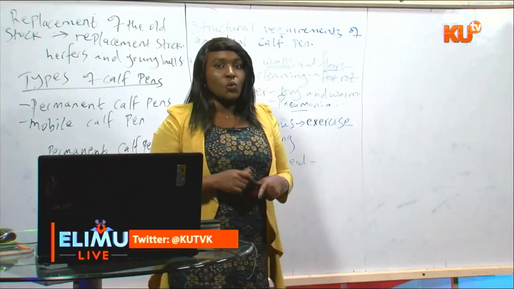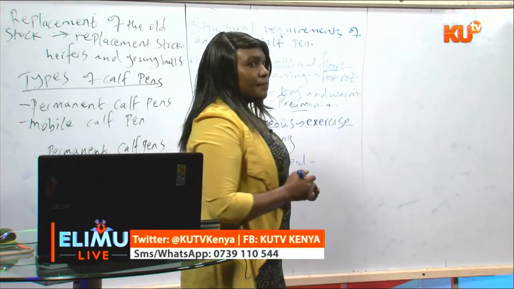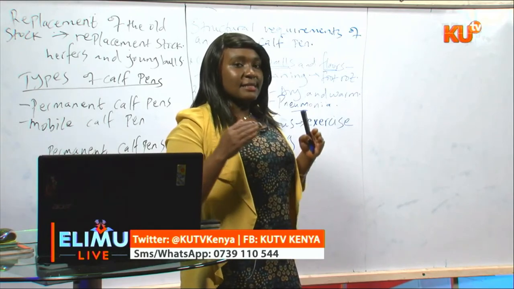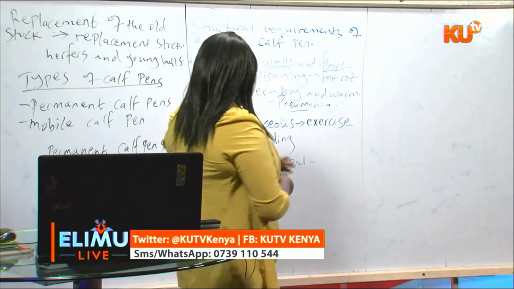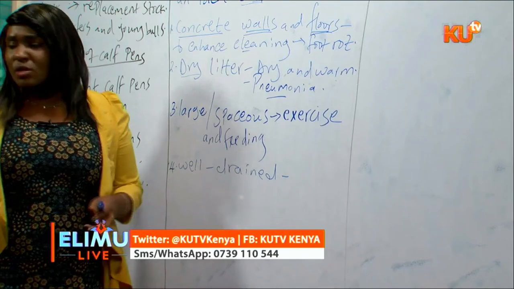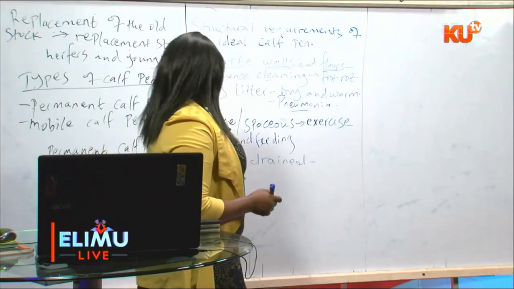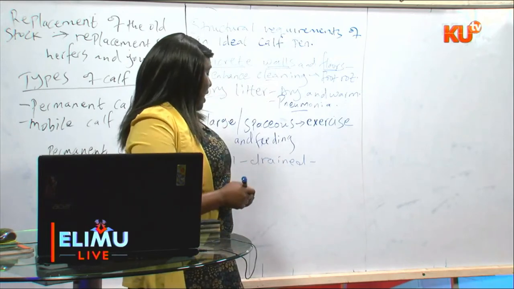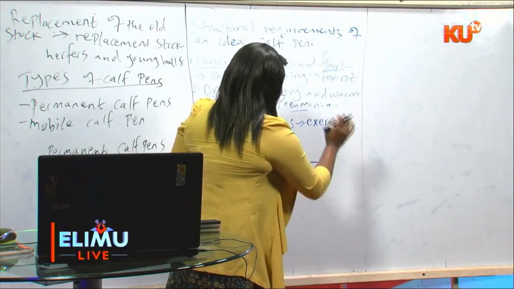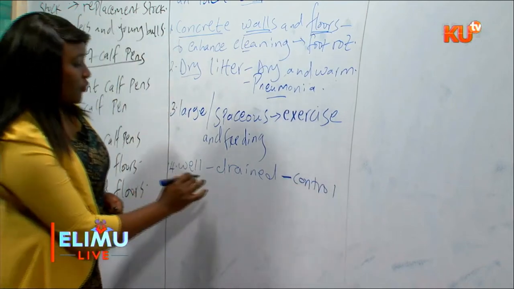Again, we don't want to allow damp conditions in the area. You are placing this calf pen on an area that is dry. It should be dry. That is well drained. The environment is not mushy, and therefore we need an area that is dry. And of course, a dry area, we are looking for a dry area or a drained area to control, again, foot rot.